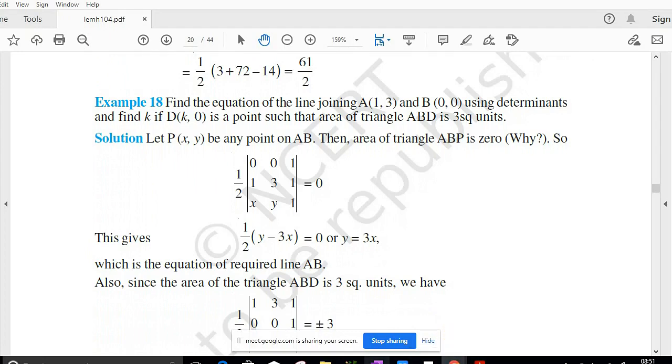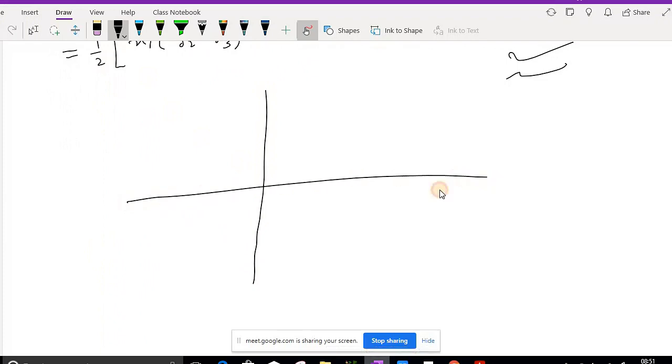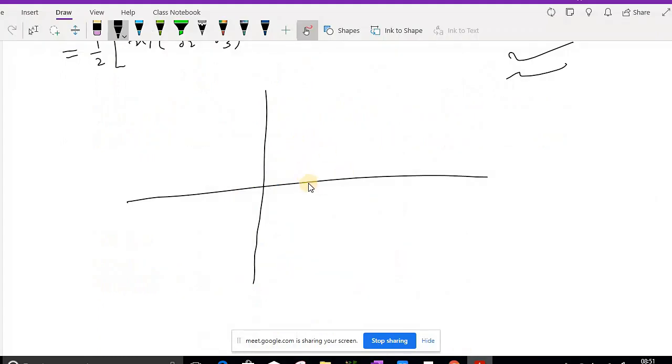Okay, so what is the theory behind it? First of all, you have to draw the Cartesian plane, and what are the points? (1, 3) and (0, 0). So 1, 2, 3 and 1, 2, 3. So (0, 0) is here. This is the x axis, this is the y axis. So this is (0, 0), and (1, 3) is this point here.